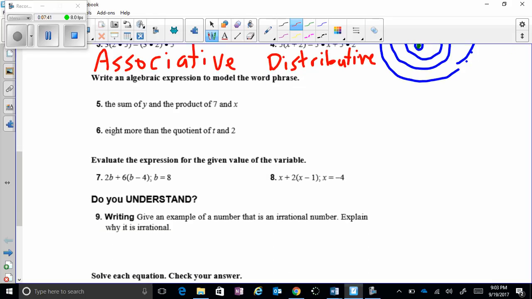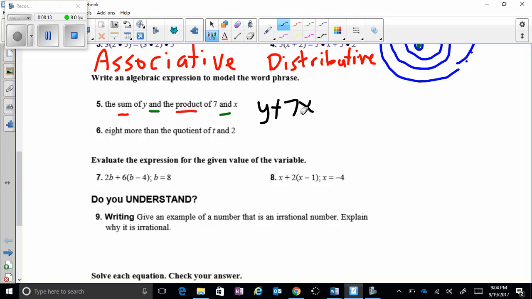So here we have the sum of y and the product of 7 and x. And every time you see these ands, that shows what we are summing and what we are multiplying. So here we're going to sum y. So sum is addition. And now we're going to add the product, which is multiplication, of 7x. So we can write multiplication just right next to each other.